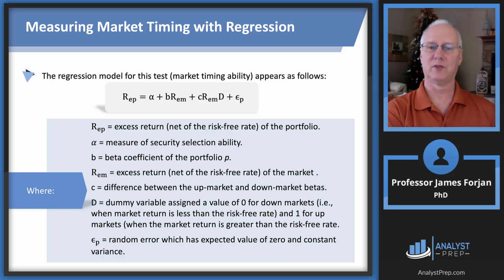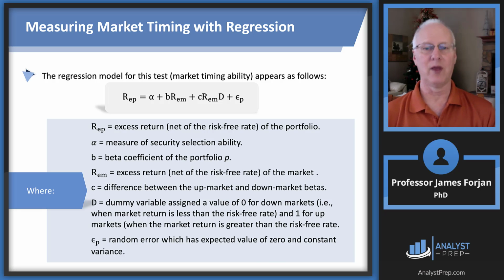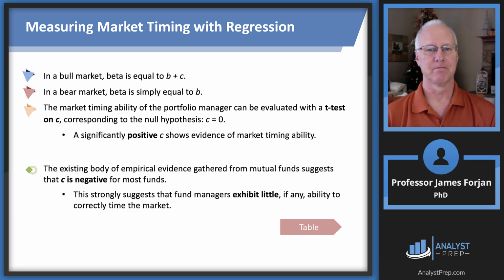Here, the performance, the excess return to the left-hand side of the equal sign, depends on whether LeBron makes or misses a foul shot. But we're not doing that. We're saying whether it's a bear market or a bull market. So what's going to happen here is that a positive coefficient C that is statistically significant will show evidence of market timing ability.